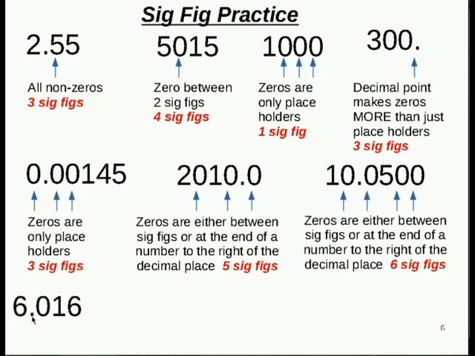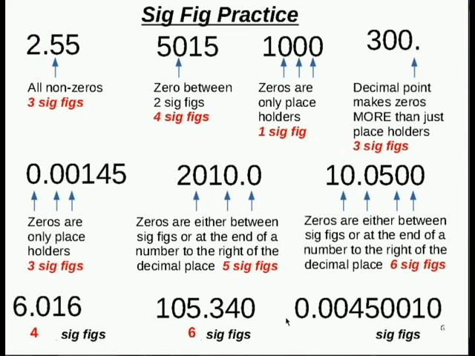Here's another one. Again, this zero is between 2 other significant figures, and so that is significant. This has 4 sig figs. Here we have a zero between 2 other significant figures, so it's significant. And this zero is to the right of a decimal place at the end of a number, so it is also significant. So this has 6 significant figures.